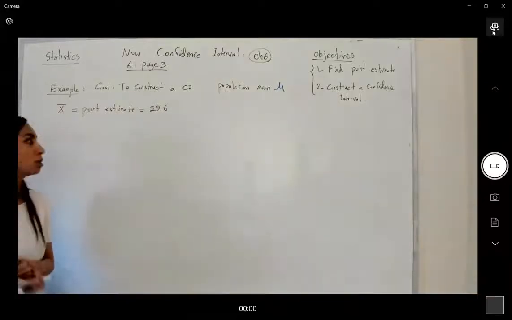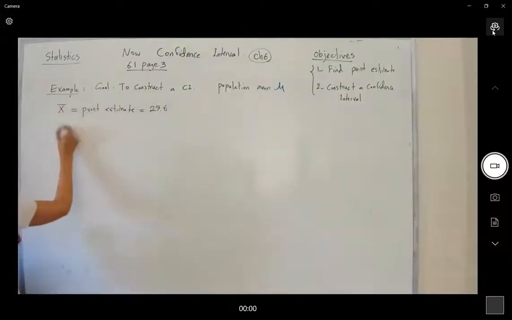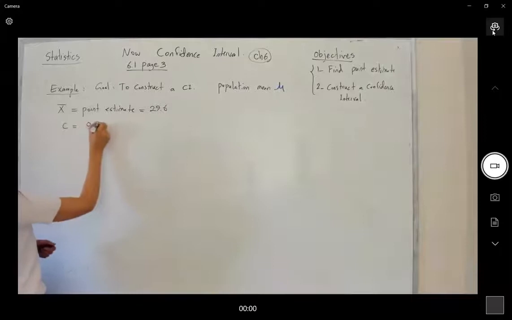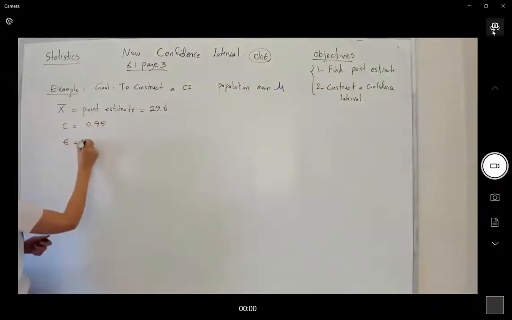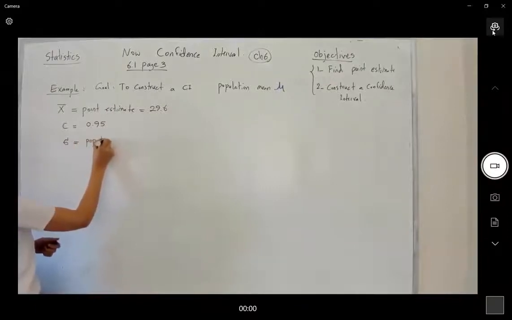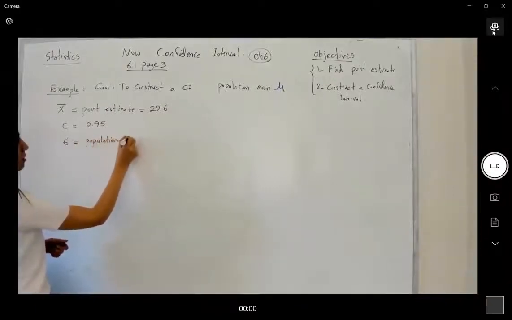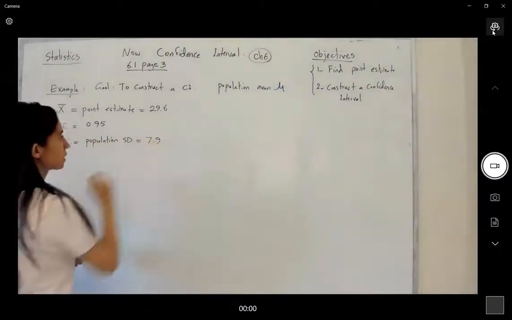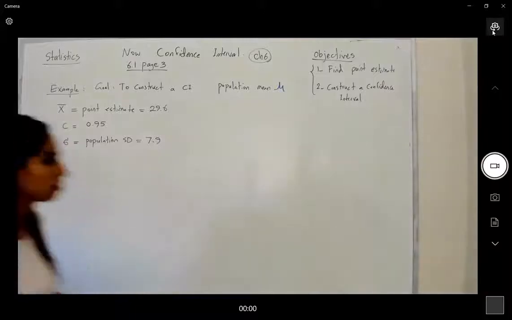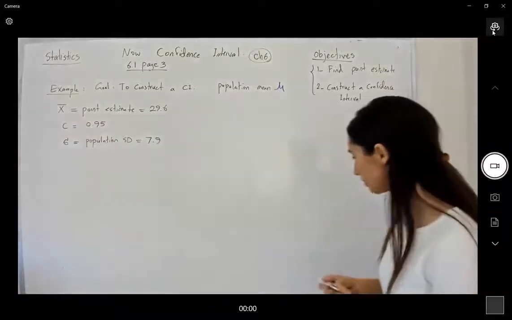Very well. We also know that the confidence level C is equal to 95%. What else is given? Sigma, or population standard deviation, is also given, which is equal to 7.9. So let us write down the steps that we have to take.